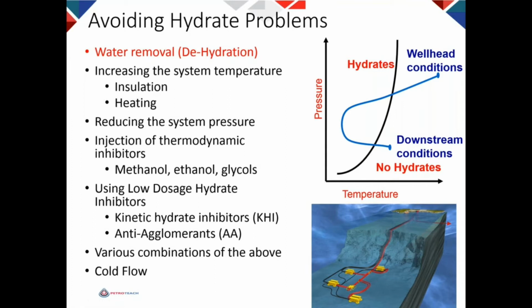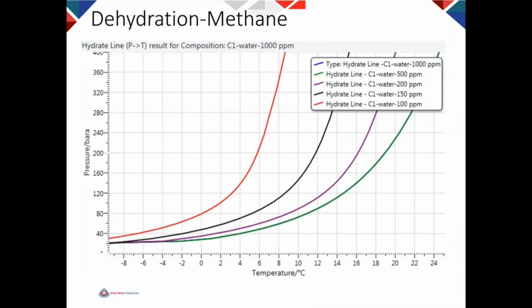So one option is that you can look at hydrate as a reaction, that you have water, you have gas, you form a solid. So if you remove one of the reactants, then we don't form hydrate. So for example, if the operating condition is 10 degrees and 200 bar here, we are inside hydrate phase boundary. But we can reduce the amount of water by a dehydration unit.